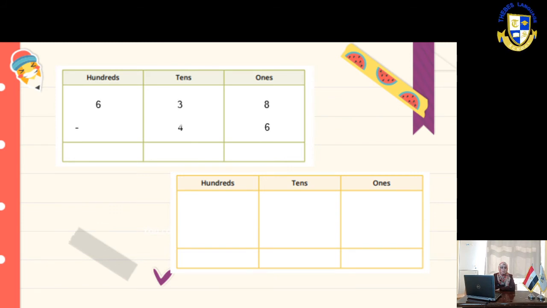638 minus 46. Ones and ones, 8 minus 6. 8 is greater than 6, so no problem to do subtraction. 8 minus 6 will be 2. This is for the ones. Go for the tens. 3 minus 4. 3 is smaller than 4. I cannot do subtraction. I have to borrow from the hundreds.